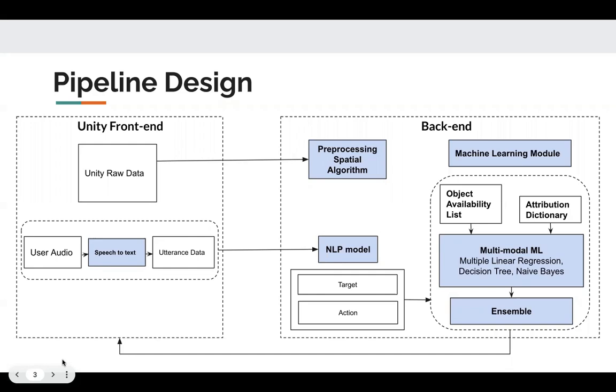We have 3 machine learning models, namely the multiple linear regression, naive Bayes, and decision tree. The models would also take a predefined list as an input, which is the object availability list, and contains information about which actions are supported by which objects. Finally, we'll ensemble the outputs of our 3 models with a simple voting method. The target that wins the majority vote from the 3 models and the predicted intent action will be sent back to the Unity front end.